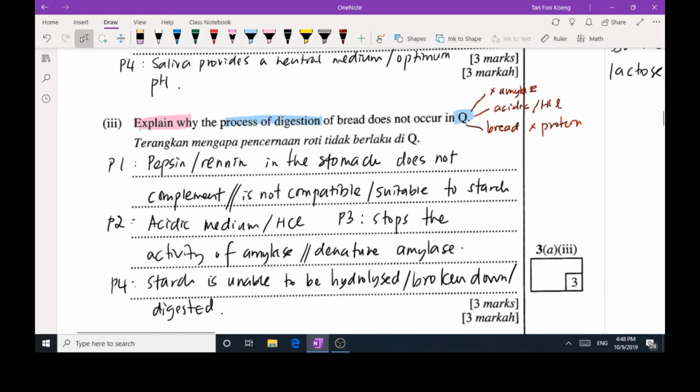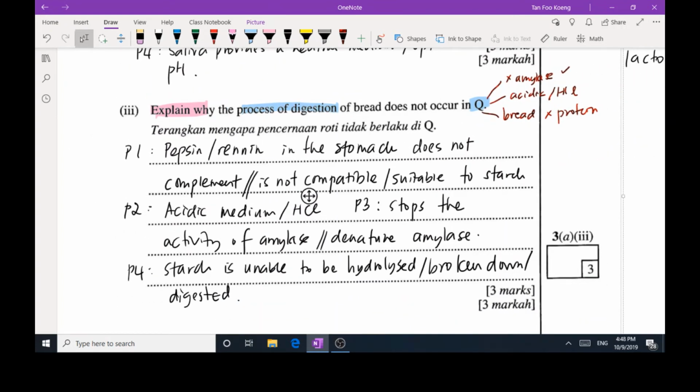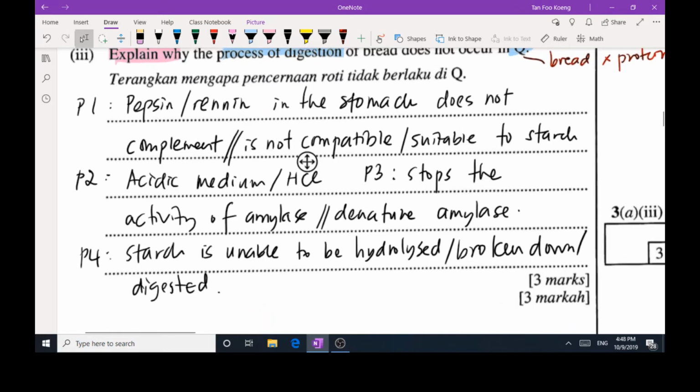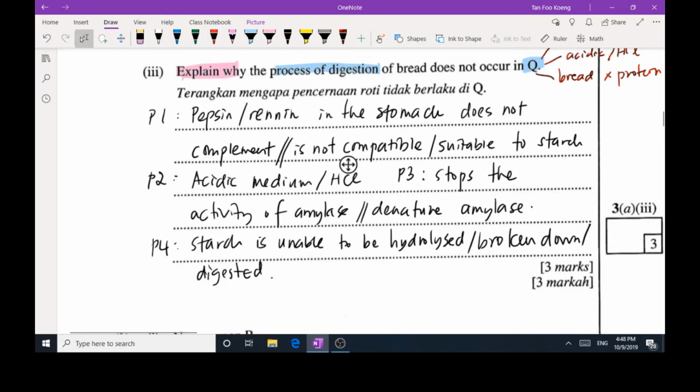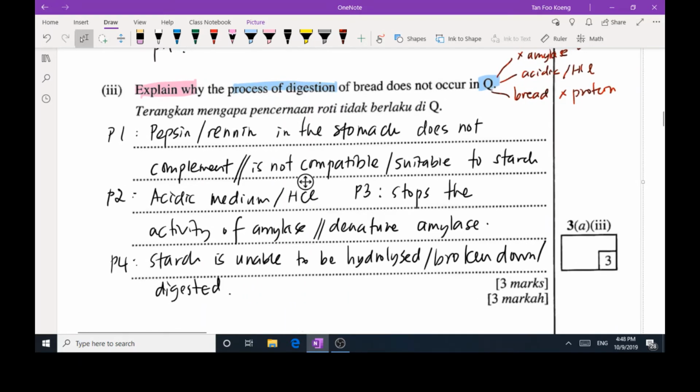So let's look at the answer. Number 1, we are going to say that the pepsin or the rennin in the stomach is not compatible to starch. So it explains the first statement that we have mentioned just now. So Q doesn't have amylase. It produces pepsin, which is not compatible to the starch. And then number 2, even though we have the amylase from the mouth, the stomach is actually acidic. So the HCl or the acidic medium is going to stop the activity of amylase, or we say that the acidic medium denatures the amylase. Then point number 4. So why does the digestion not take place? It is because the starch cannot be hydrolyzed into disaccharide.